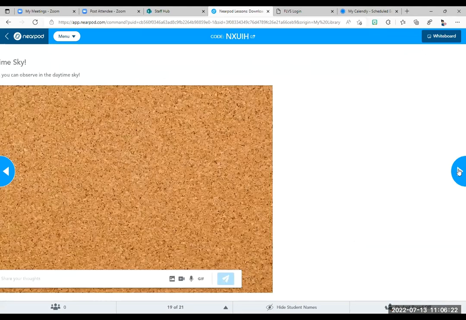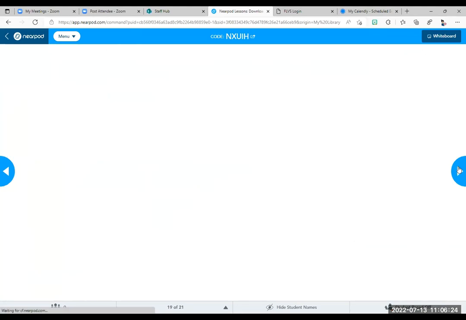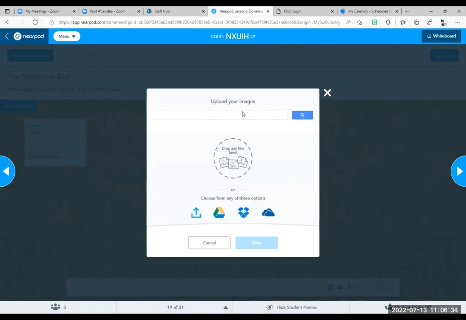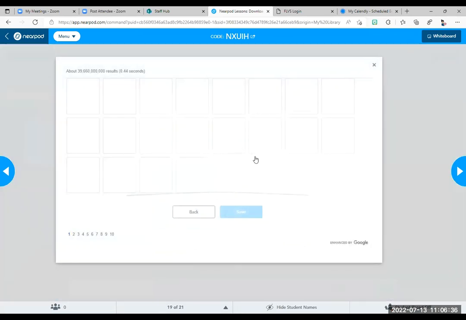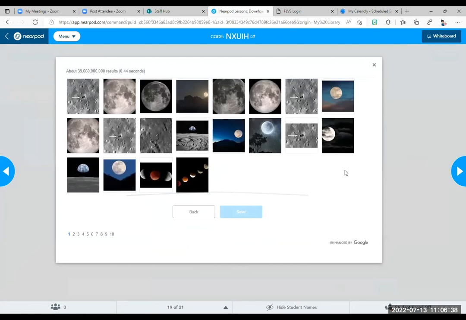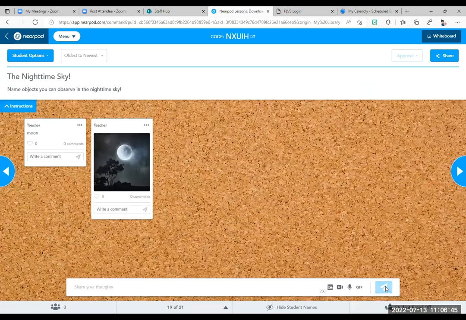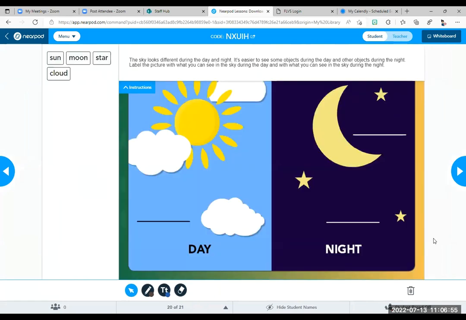Okay, what about the nighttime sky? Tell me something. Luna. Yes, the moon. Okay, and let's look at the moon. Let's look at the pictures of the moon. Ooh, look at that. How about this one? That's so pretty. Yes, it is beautiful. There it is, the moon. We saw stars and the moon. Sometimes we can see other things, but it's harder to see at night. And I know there are plenty of things we cannot see at nighttime.